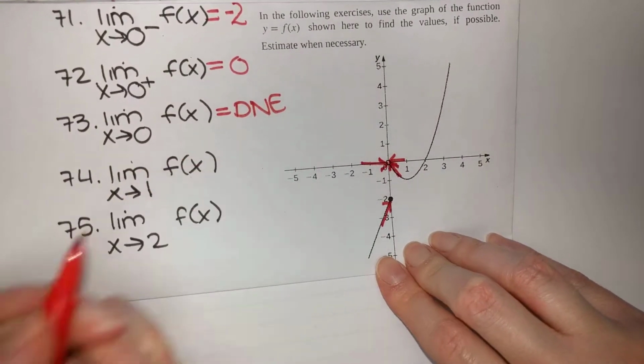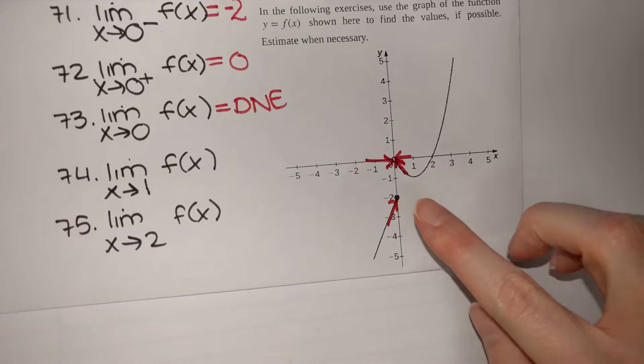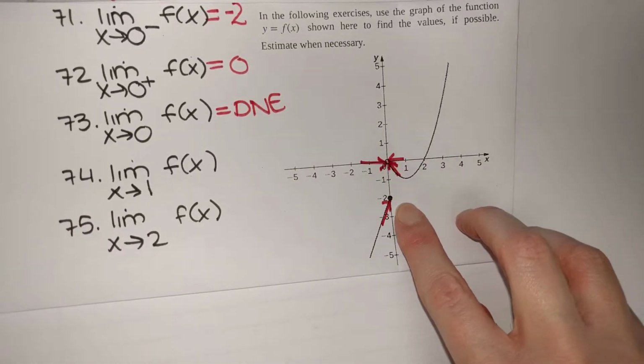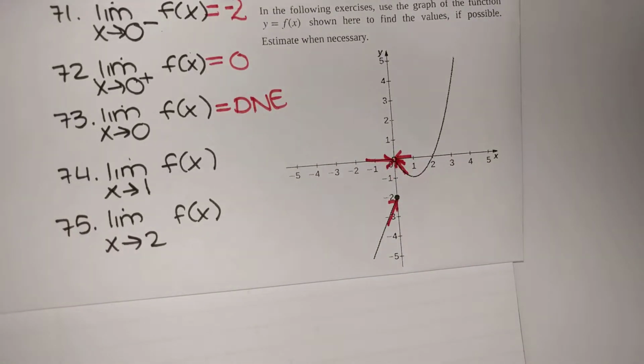will be a DNE. Now, if you look at x is equal to 0, you see that there is a jump in the graph, and that really is what is driving this whole thing about how the limit is going to be a DNE for the two-sided.